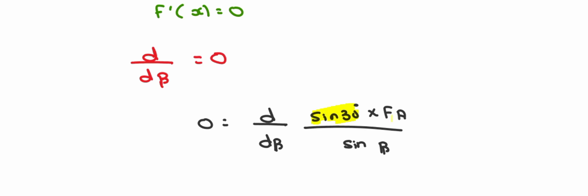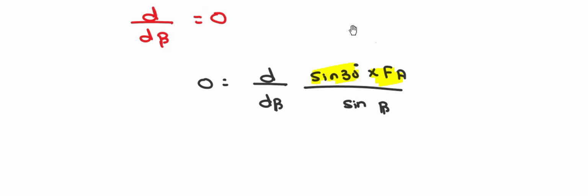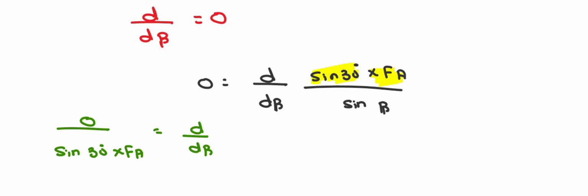So sine 30 degrees and Fa go to the opposite side. So it will become 0 divided by sine 30 degrees into Fa, which is equal to d upon d beta of 1 upon sine of beta. We know that 1 upon sine theta is nothing but cosecant theta.